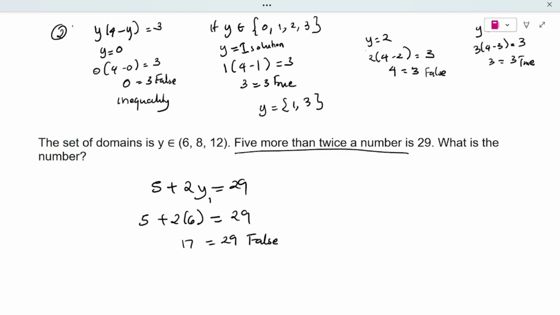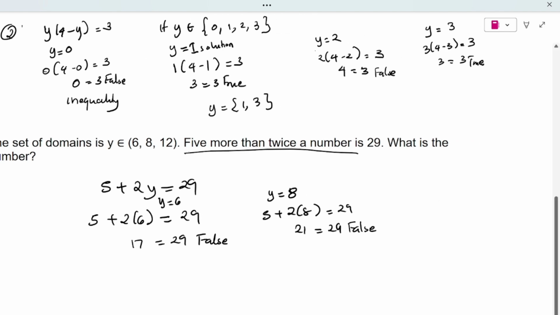So what if y is equal to 8? So 5 plus 2 times 8 is equal to 29. We know that 8 times 2 is 16, plus 5 is 21. 21 cannot be equal to 29. Maybe if the world is changing and there is a new law that 21 can be equal to 29. I mean, some people say 1 plus 1 is equal to 11. That is not correct.